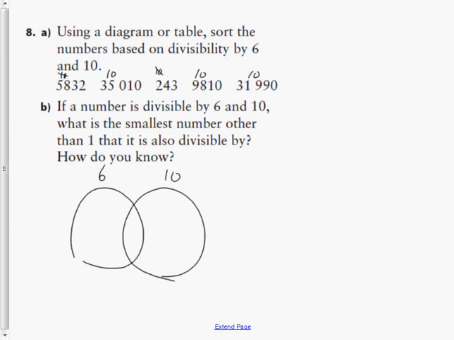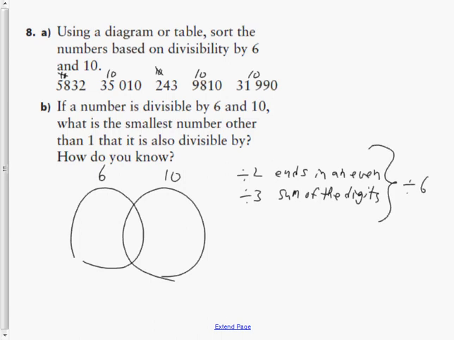Okay, so now 6 is easy. 6 has to follow the rule of divisibility by 2, which means it ends in an even number, meaning 0, 2, 4, 6, or 8. And it also has to divide by 3, which means the sum of the digits is a number that's divisible by 3. So if it's both of those, then it's divisible by 6. That's the rule.